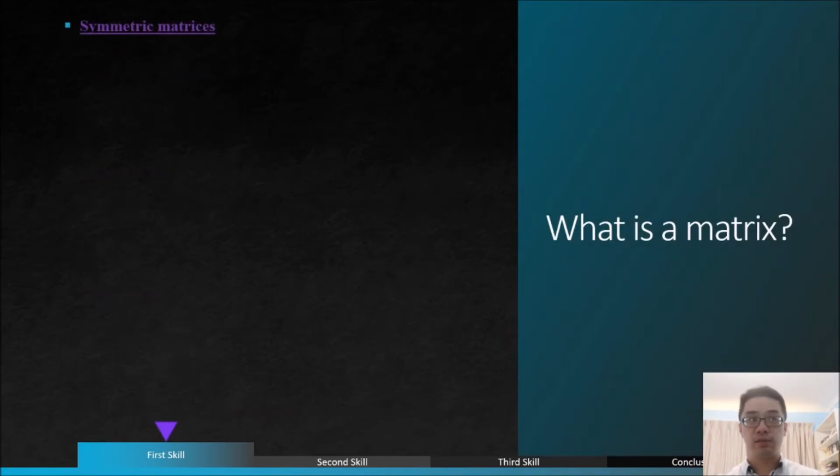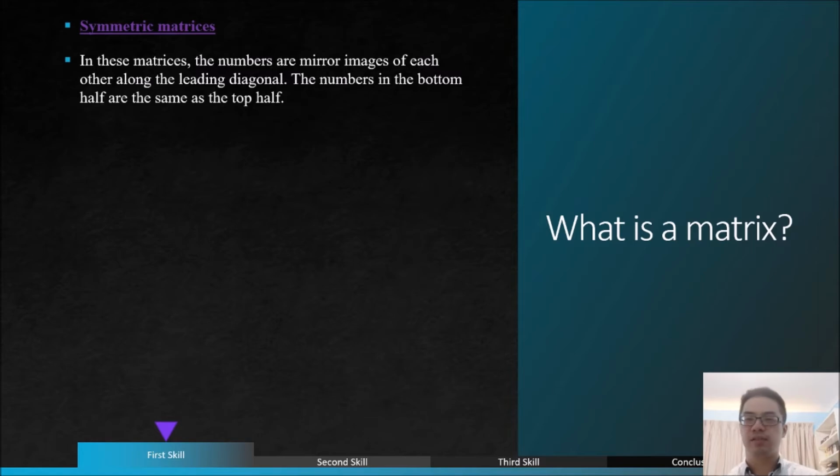We've got symmetric matrices. In these matrices, the numbers are mirror images of each other along the leading diagonal. The numbers in the top half are the same as the bottom half, as you can see there.